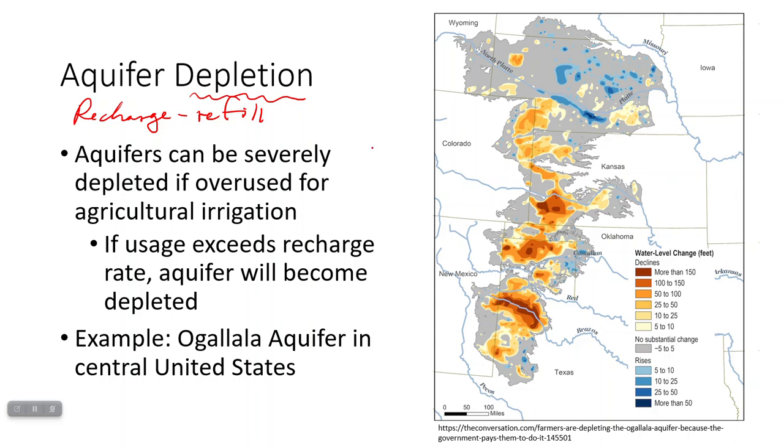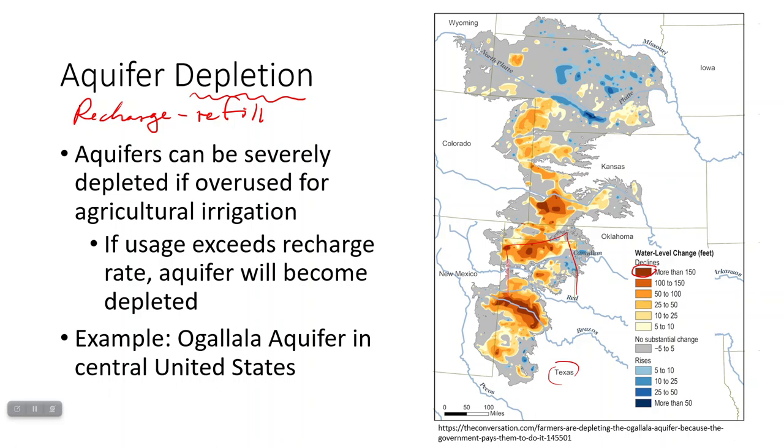So this map right here is showing you the Ogallala Aquifer in the central United States. So here's Texas down here, here's Oklahoma, here's the Texas Panhandle, there's the Oklahoma Panhandle, and you can see it going north. Now, areas that are dark red are areas where the water has been depleted, where the level change has more than 150 feet decrease in the water level in those areas. So those are areas where they've pulled a lot of water out of the aquifer and it's not recharging fast enough. So the aquifer is depleted.